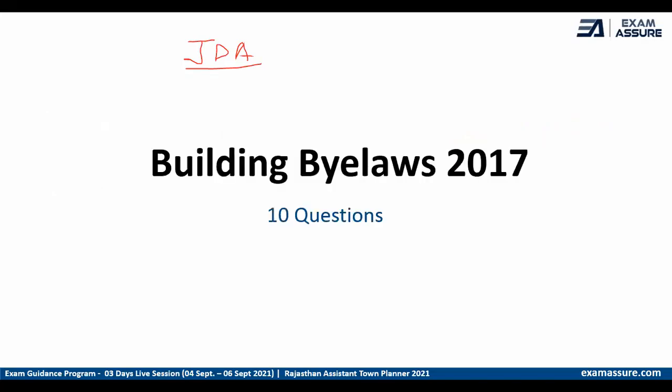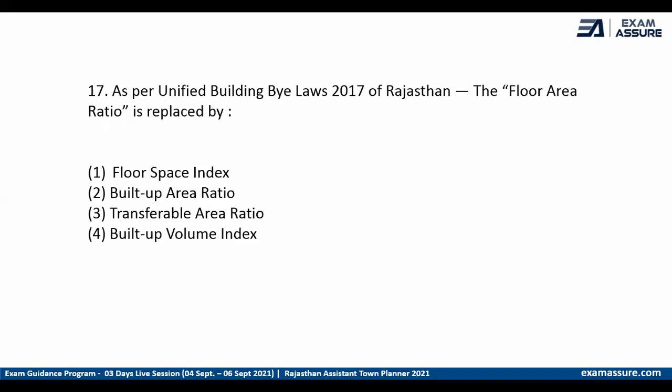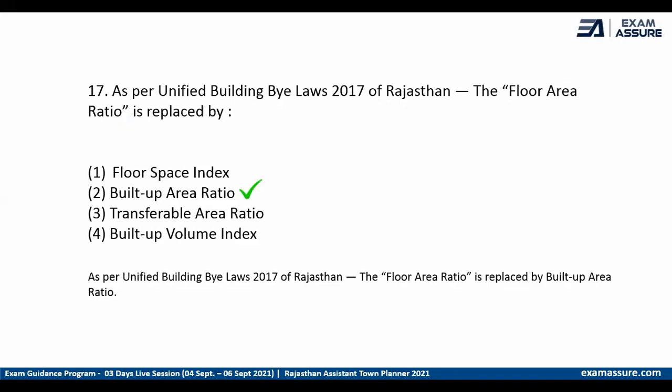Next, building bylaws. So I think these are the last couple of questions. Building bylaws, we saw a lot of questions coming from this, and 2017 Rajasthan bylaws. Let's see what these questions are. Okay, so as per Unified Building Bylaws 2017 of Rajasthan, the floor area ratio, the FAR, is replaced by which of the following? Someone answered, I think the answer is built up area ratio, which is BAR. Okay, so I'll just give the answer directly. The other third and fourth options are not really good options, but someone can get confused with FSI. That is the only thing. So FAR has been replaced by built up area ratio.